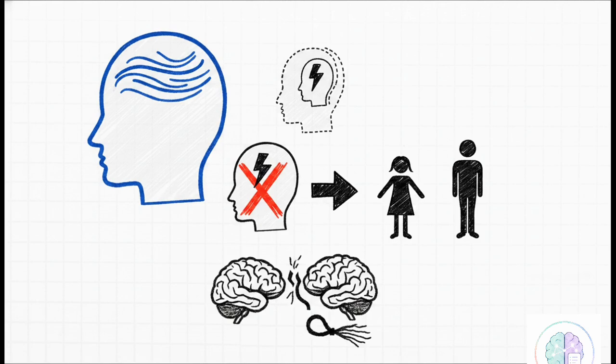Now, logically, you might expect a severe disconnection syndrome where the left and right sides of the brain simply can't communicate. But interestingly, the data tells us this syndrome is way more likely to occur with an acquired corpus callosum defect, like from a surgery or a stroke, rather than this congenital agenesis.